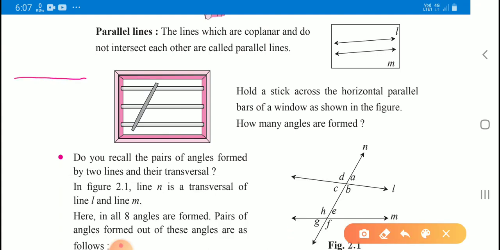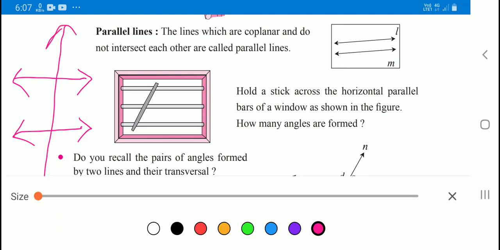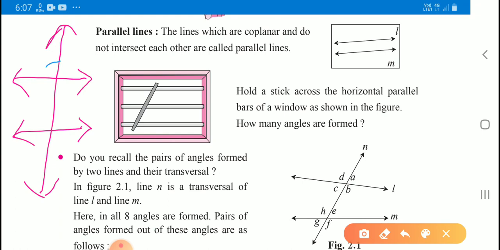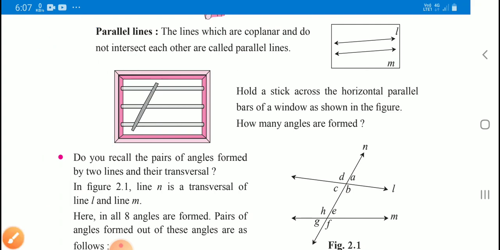Suppose I will draw here two parallel lines L and M, and here the one transversal. So here I will get 1, 2, 3, 4 angles. Nearby the point, I will give here name L, M and this T. Here I will write the point A and B. Nearby point A I will get 4 angles. Same way nearby point B also I will get 4 angles. Total 8 angles. Now already in 8th standard you have studied these pairs of angles.